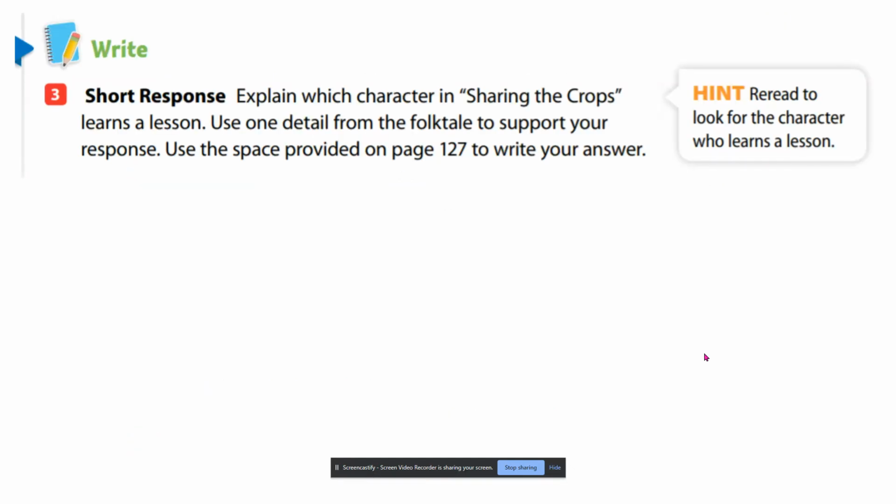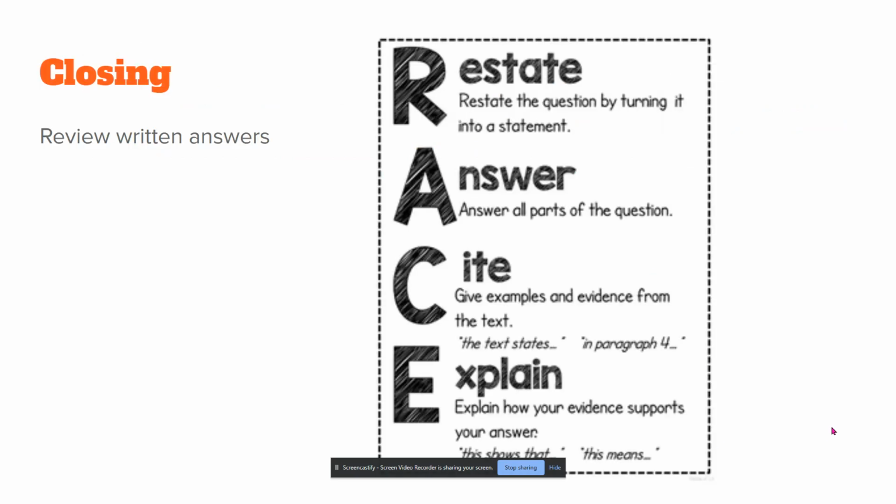And then you will answer the short response, which is number 3, and you can type it on the page that it gives you, or you can scroll down to the following pages to have more room to write your short response. Remember, try to use your RACE response to help you give a more detailed explanation. R stands for restate, A stands for answer, C stands for cite, and E stands for explain.